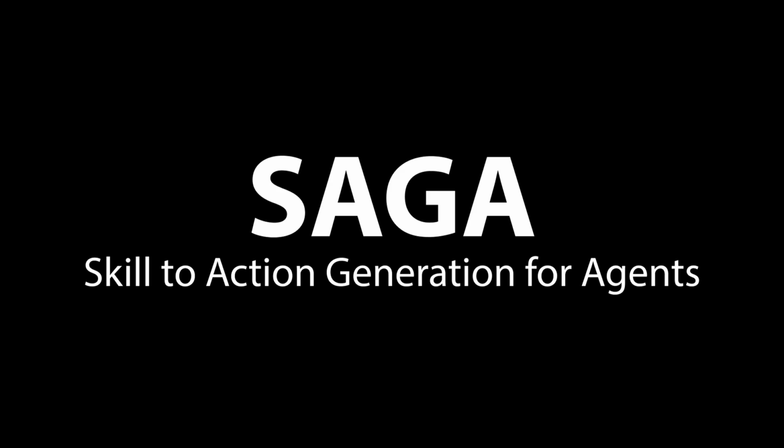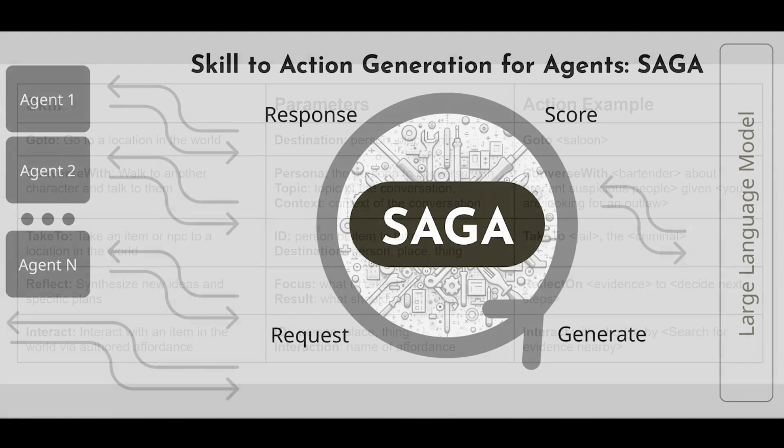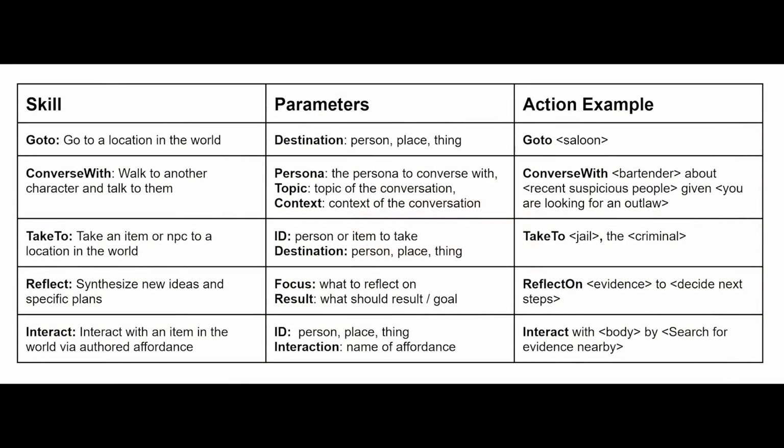Skill to Action Generation for Agents, or SAGA, is a generative AI framework that steers AI agents towards successful goals through actions. An action is an implementation of a skill. Skills are the tools in SAGA's toolbox.